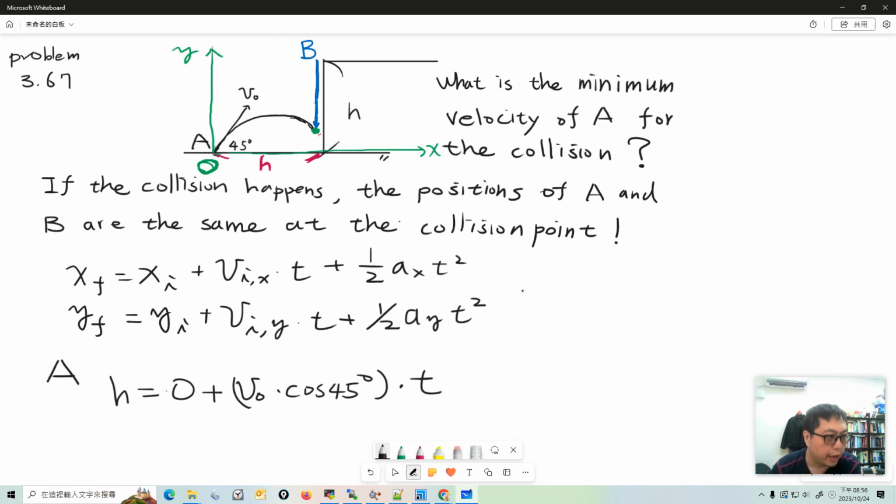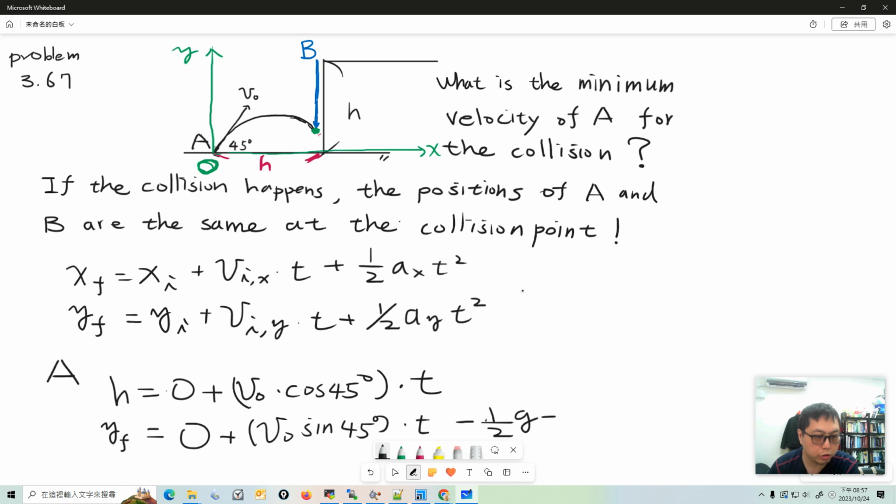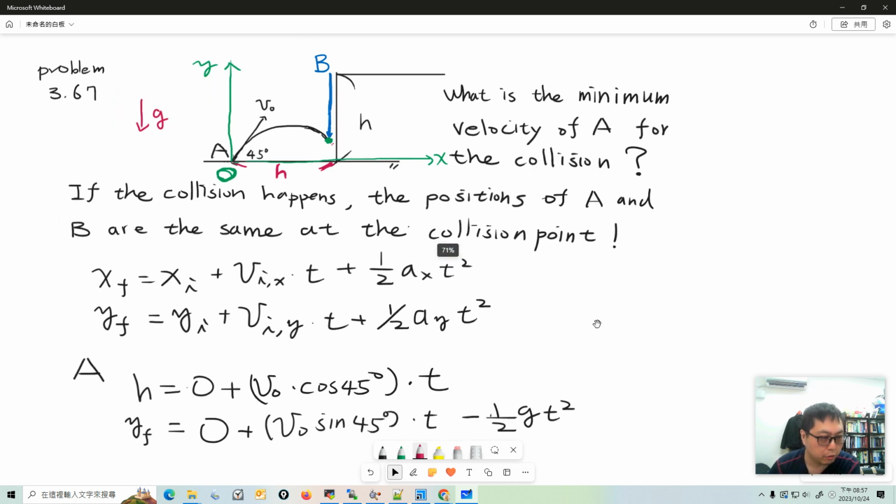For the y, the final position for any trajectory, I don't know. Let's leave it. The initial position of A, y component, is 0, and the initial y velocity is v naught sine 45 degrees, times t, and 1 over 2 g t squared, where g is negative. Be careful because g points down, so it's negative. That's the equation of motion of A.